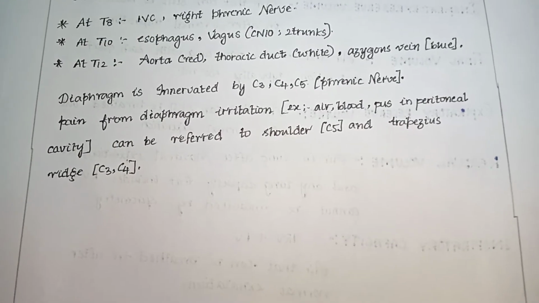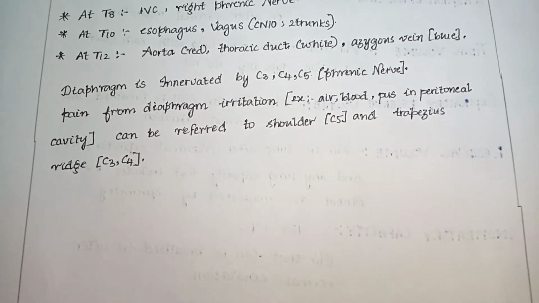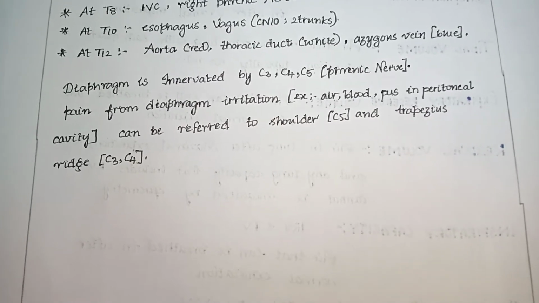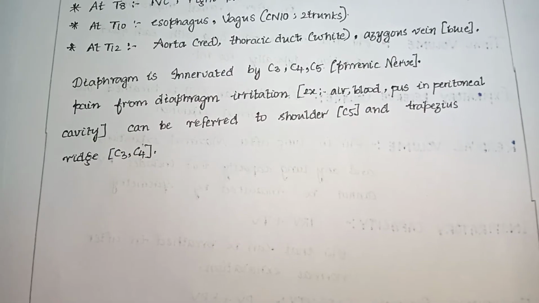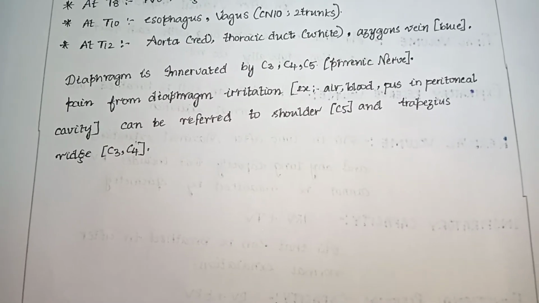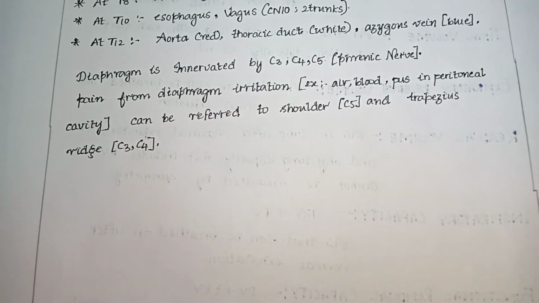The diaphragm is innervated by C3, C4 and C5, that is the phrenic nerve. Pain from diaphragm irritation, for example air, blood or pus in the peritoneal cavity, can be referred to the shoulder, C5, and trapezius ridge, C3 and C4.